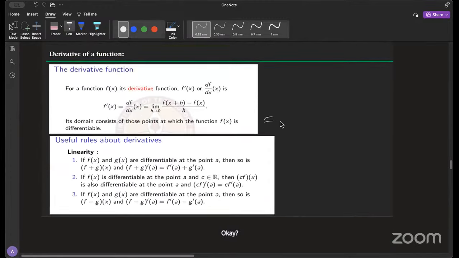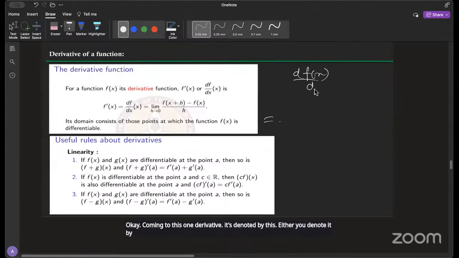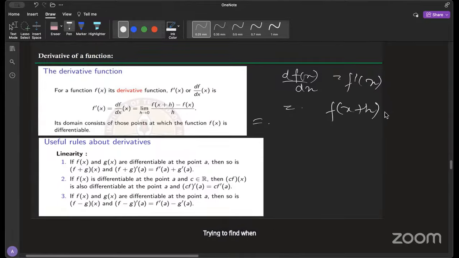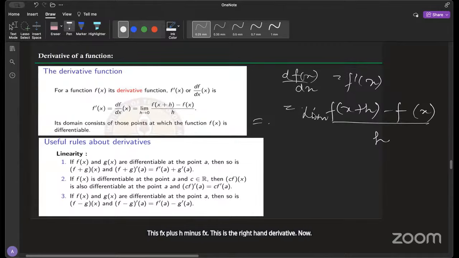Okay, coming to this one, derivative. It's denoted either by dfx by dx, or by f dash x. Same thing. And it's basically the same limit that we were trying to find when we were discussing differentiability, right? Ma'am, this fx plus h minus fx, this is the right hand derivative, no? Yeah, the right hand one. And fx minus h is the left hand derivative. Here you have both included, 0 plus and 0 minus, both included.